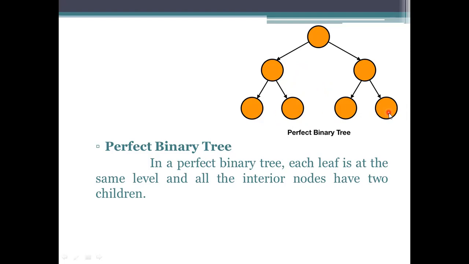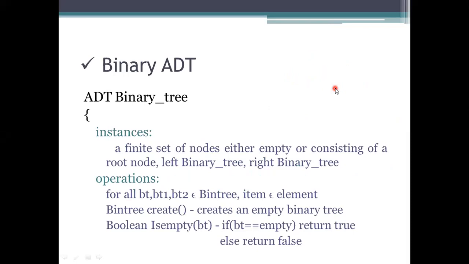Means there are no children after this. These are the leaf nodes. Other than the leaf nodes, we have the root node and the non-terminals, and these must have two children. This one has two children and this one has two children for processing. So this is the ADT which we are using for the binary tree.